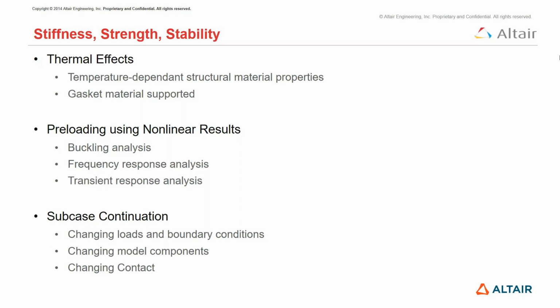These are like the thermal effect. You can include the thermal effect by using thermal dependent structural material properties, and preloading, where the load from the previous load case can be carried forward to the succeeding load case, like buckling analysis, frequency response analysis, or transient response analysis. And subcase continuation, you can change the loads and boundary conditions from one load case to another by changing the component, or you can change the contact, and so on.